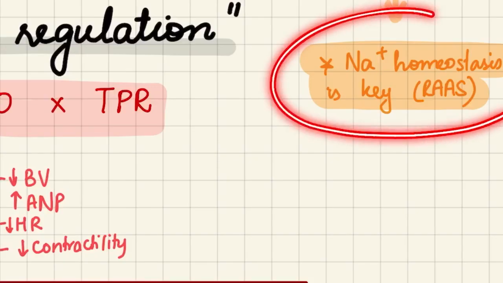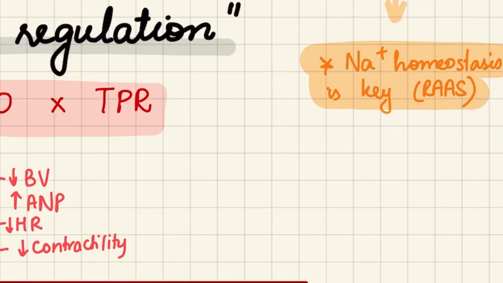Now, one thing to remember is that sodium homeostasis is key in blood pressure regulation. This is the system of renin, angiotensin, aldosterone system. I'm sure everyone knows about that.